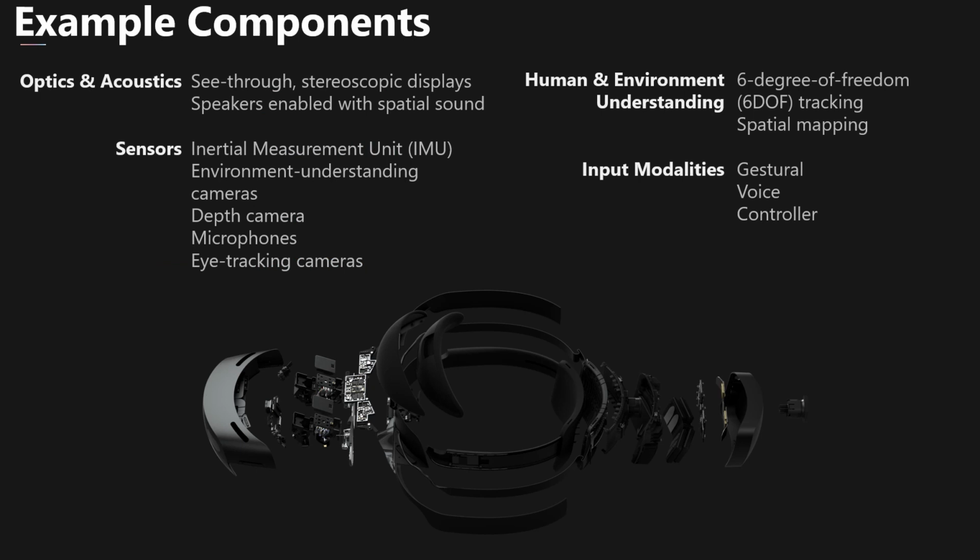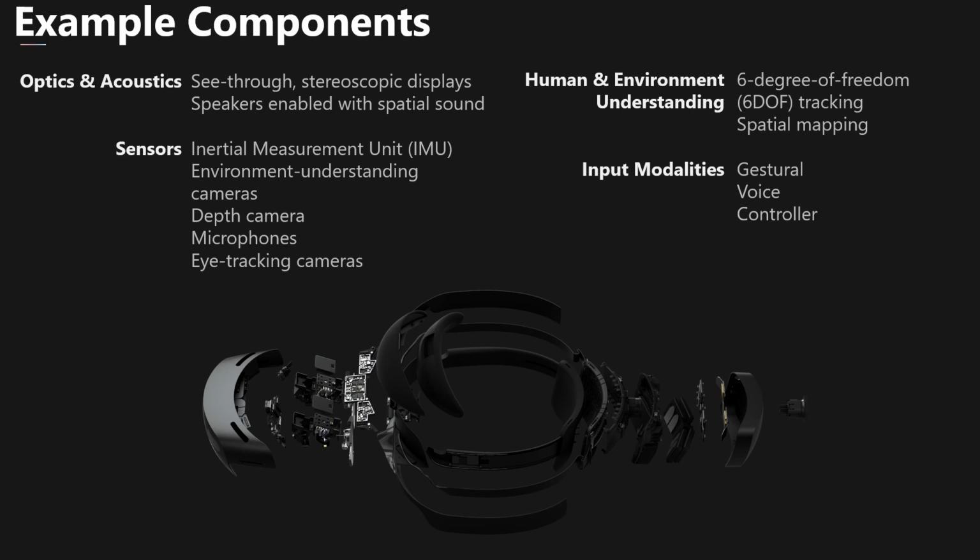In the HoloLens, we have these additive light displays that add light to your see-through view of the real world. We also have speakers on the sides of the headband that enable spatial sound, which we'll go into more detail about later. Our sensors include the IMU and environment understanding cameras that are crucial to tracking your position in the real world, the depth camera, microphones, and eye tracking cameras as well in the HoloLens too.